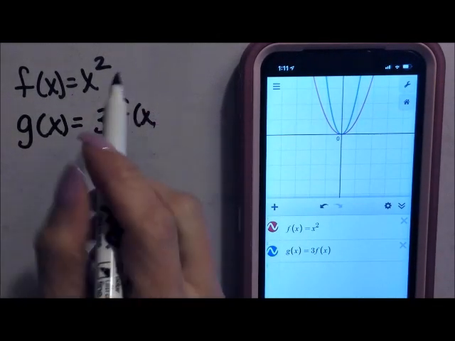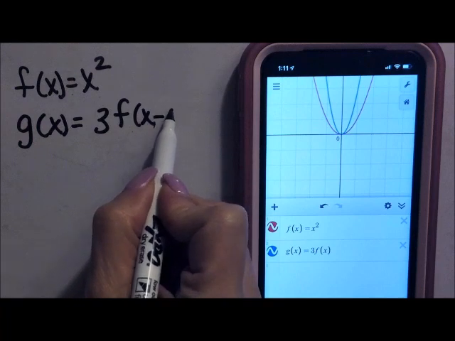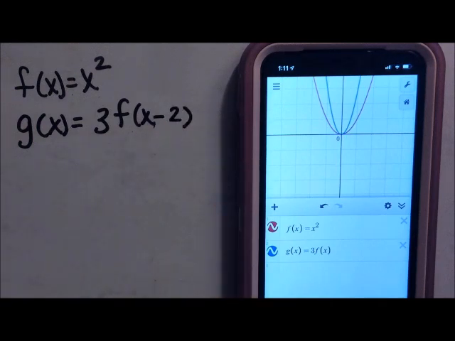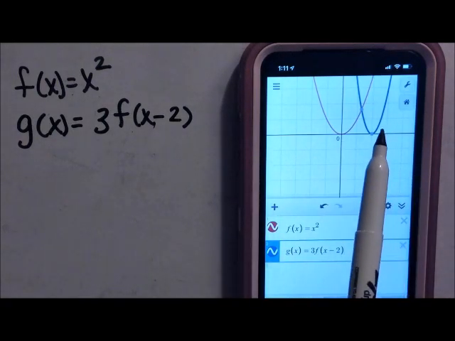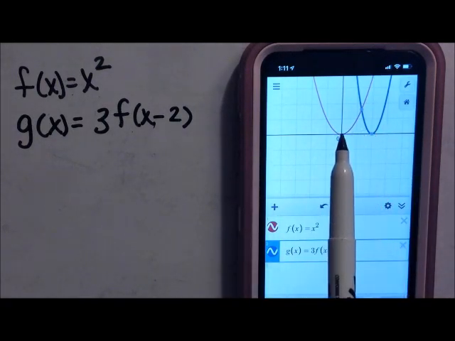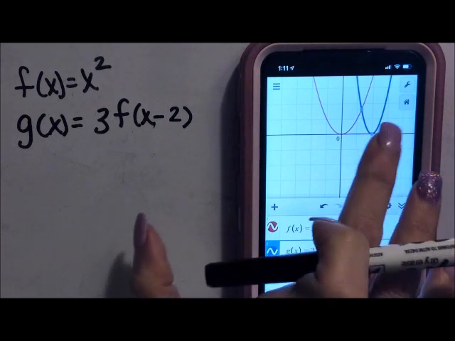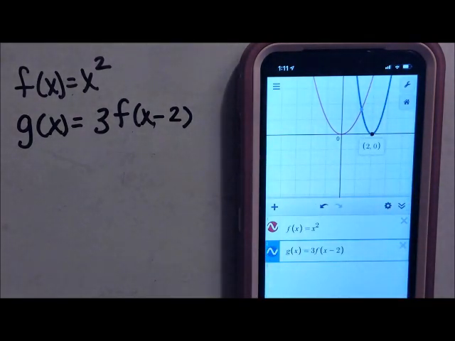Okay. So what if I said, okay, well, what if we did this? What if we did f of x minus 2? Okay. Well, I would go right into here, and I can actually put that in x minus 2 in parentheses. What did it do? Well, let's see. It got more narrow, but it also shifted to the right. How much? 2. And I can look, it moved over 2.